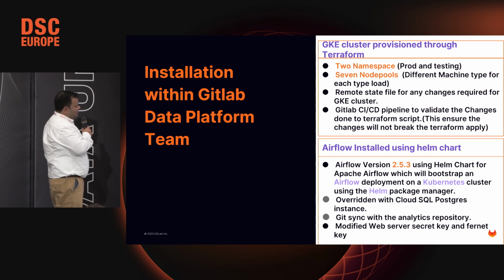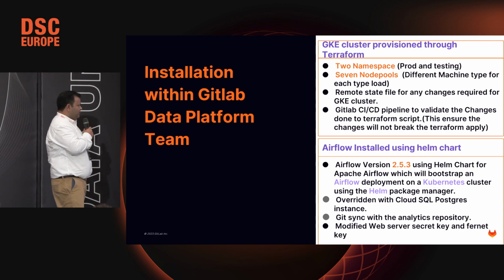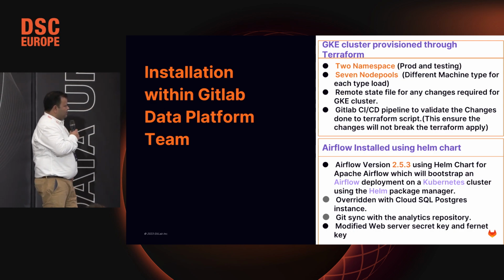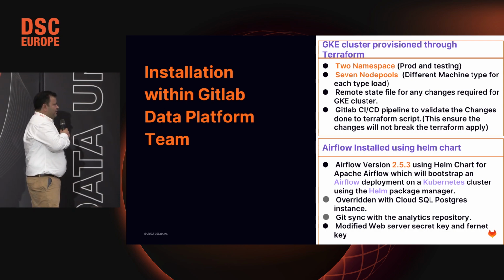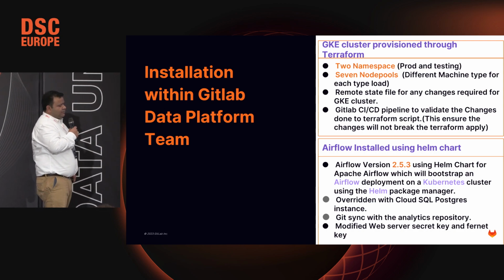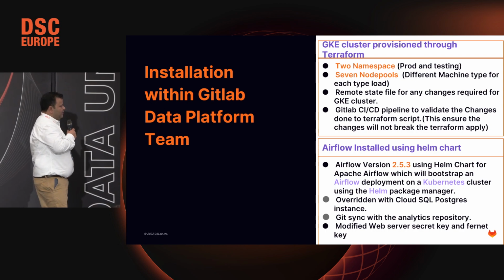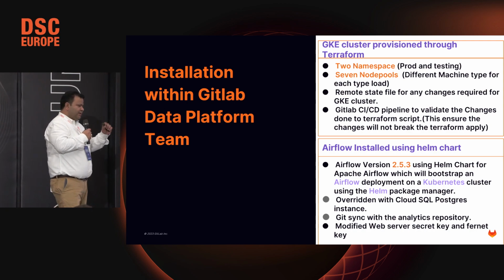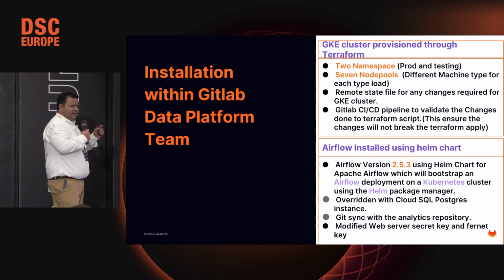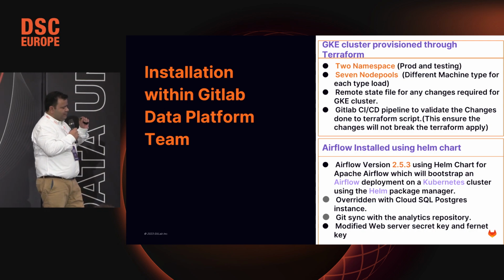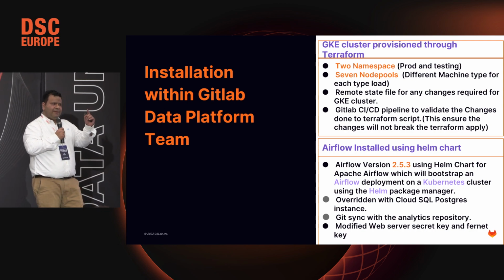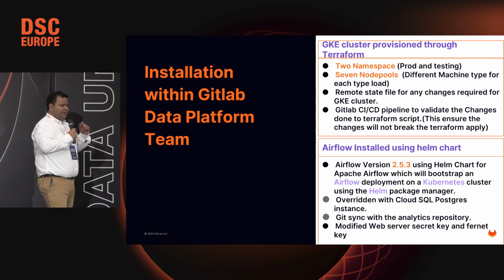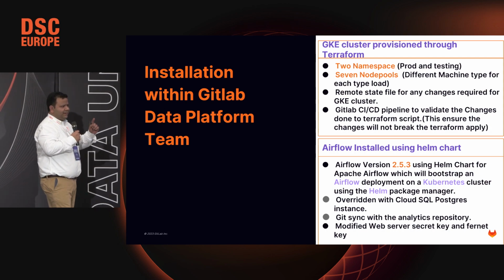Airflow installed using Helm charts. We use Airflow version 2.5.3 using Helm charts for Airflow, which will bootstrap an Airflow deployment on the Kubernetes cluster using the Helm package manager. We use Cloud SQL Postgres instances, so we have configured our basic config to use Cloud SQL Postgres. And we have a sidecar within the Kubernetes pod which does the Git sync with the analytics repository. That's the one which takes 2 minutes to sync, and keeps polling the Git master branch to see if any new commits have happened. If something has happened, it will pull it, and you can see that DAG immediately in Airflow.